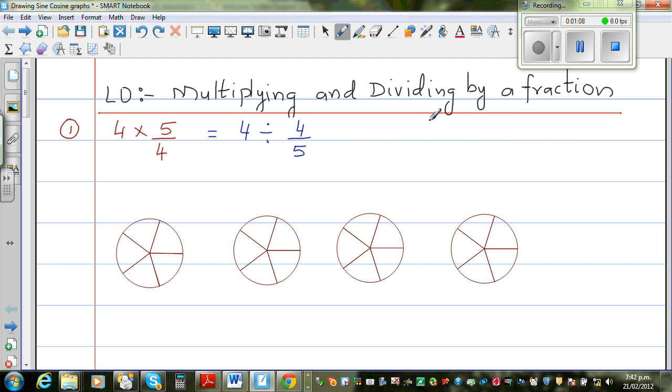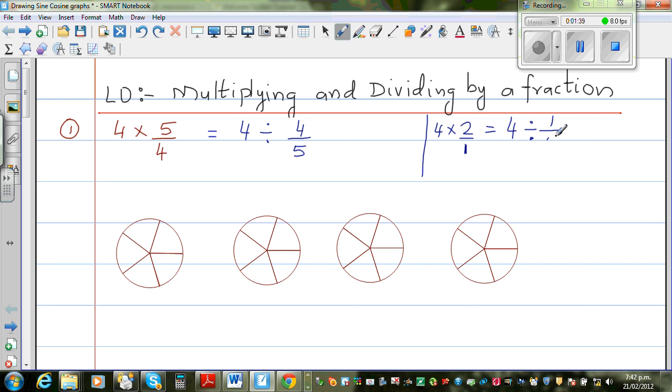Now, how can this happen? Let me give you a very simple example. Say 4 times 2, all of you should know, is 8. Can we write this as a division question? 4 times 2: the 2 can be written as 2 over 1. So the reciprocal of 2 is 1 over 2. So the same thing can be written as 4 divided by half.